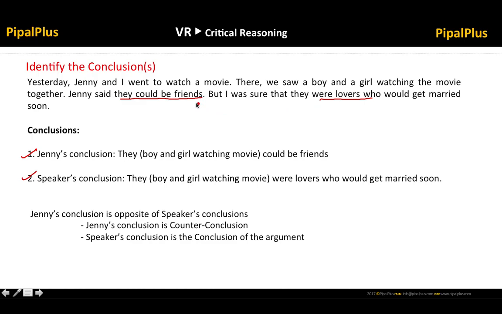Now, how do you identify a counter conclusion from a main conclusion? What is happening in this sentence is that the speaker has mentioned Jenny's conclusion first, right? And then he says, but I was sure. So it's the speaker's conclusion that takes the mantle of the main conclusion. Because Jenny's conclusion is not consistent with the speaker's conclusion, Jenny's conclusion becomes the counter conclusion. Is it clear? Okay. Let's move on.